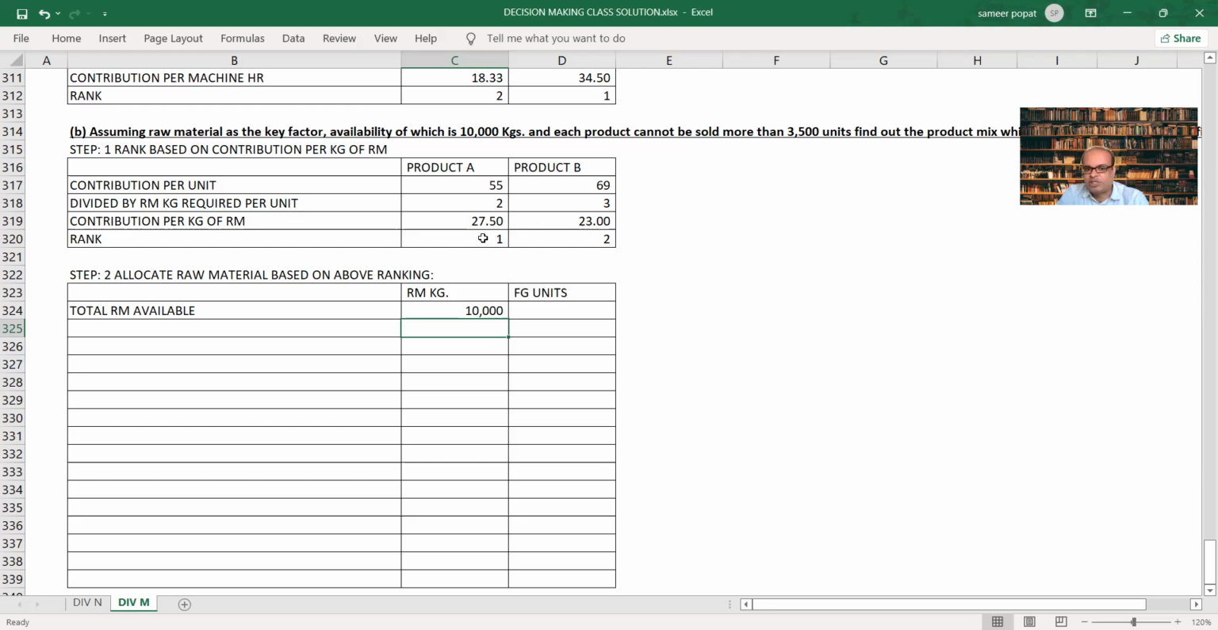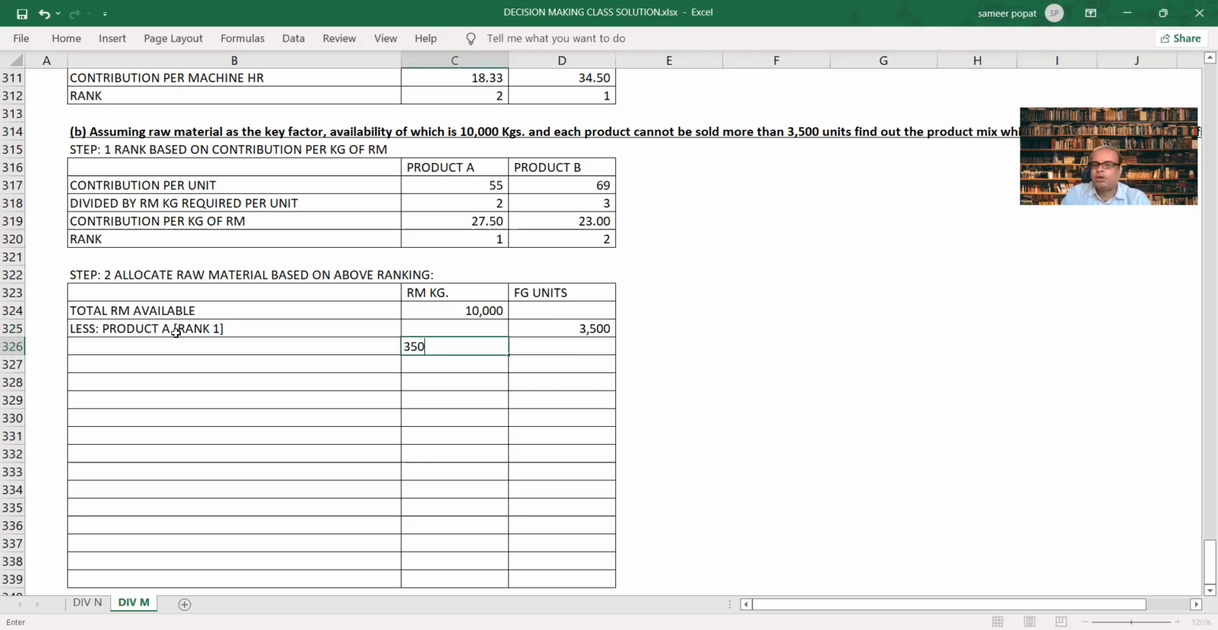So let us first manufacture 3,500 units of A, that is rank 1. Once we complete the production of 3,500 units, we'll start production of product B to the extent of available raw material. We will not be in a position to manufacture full 3,500 units. So that is the allocation that we are going to follow here. So let us first manufacture product A, that is rank 1. We are going to manufacture 3,500 units.